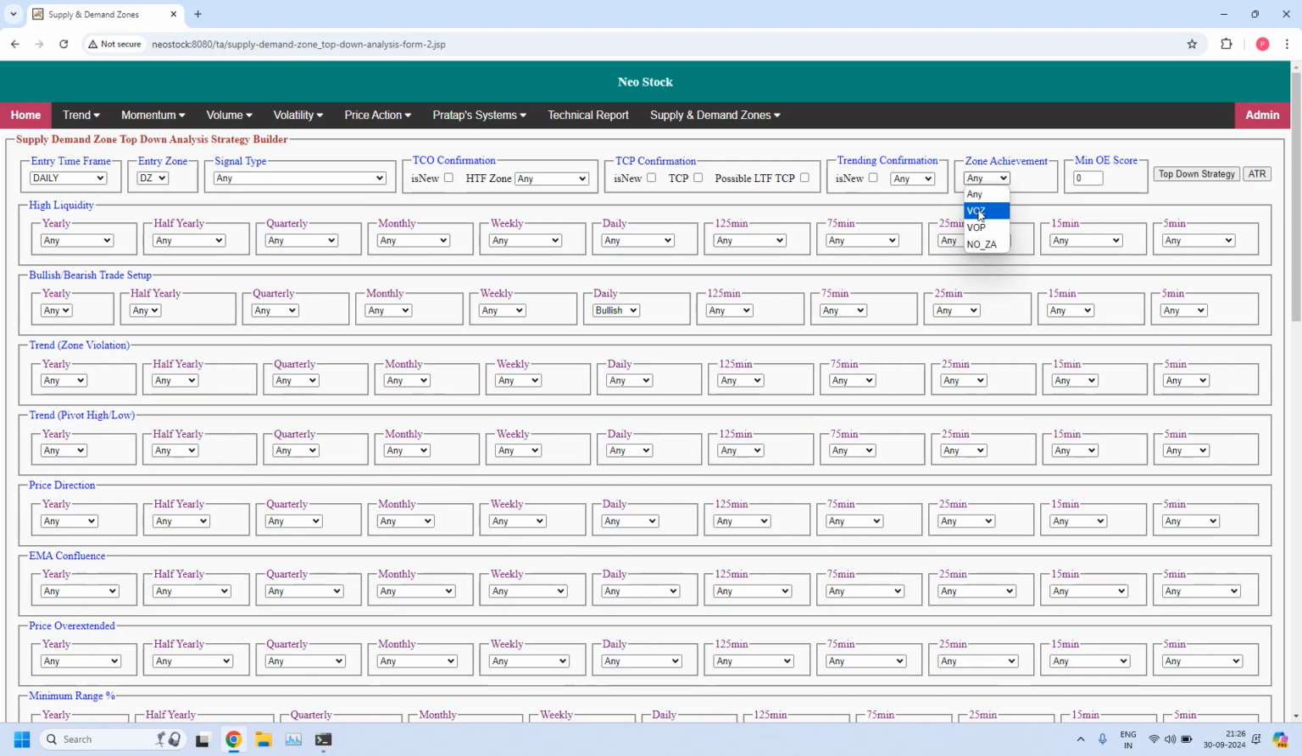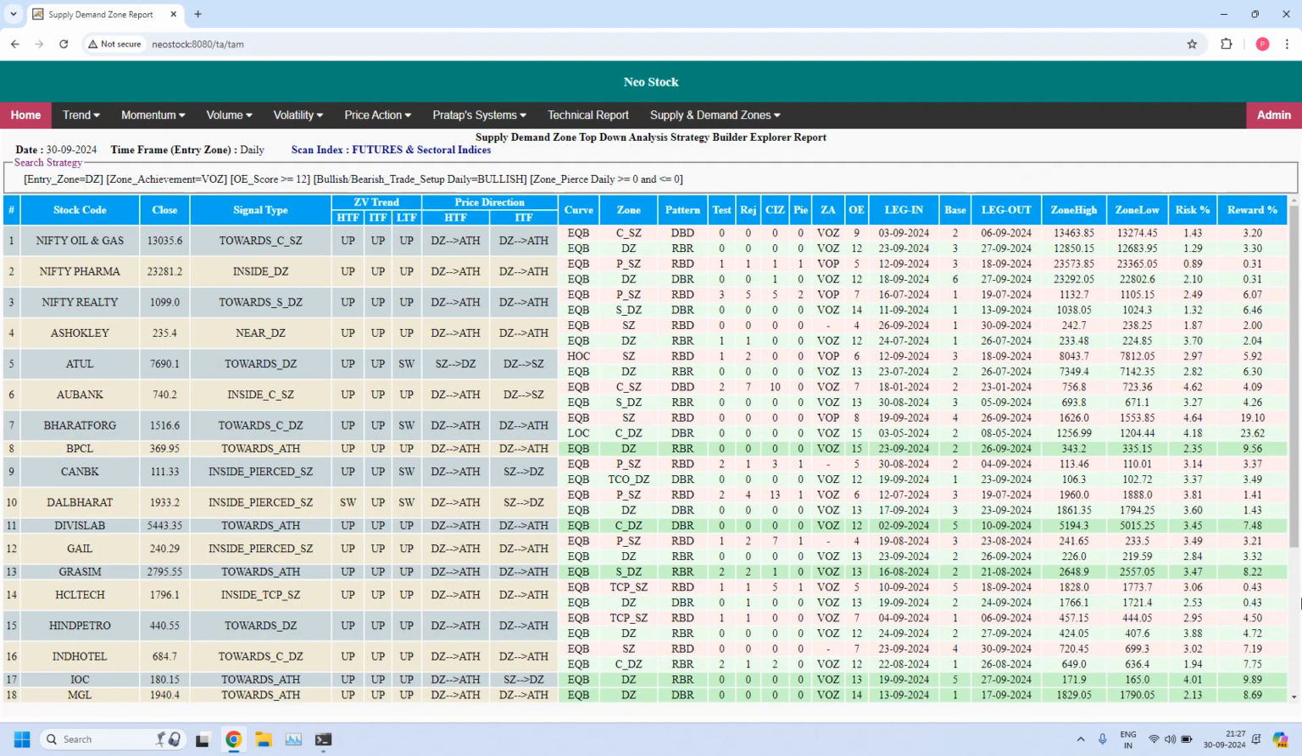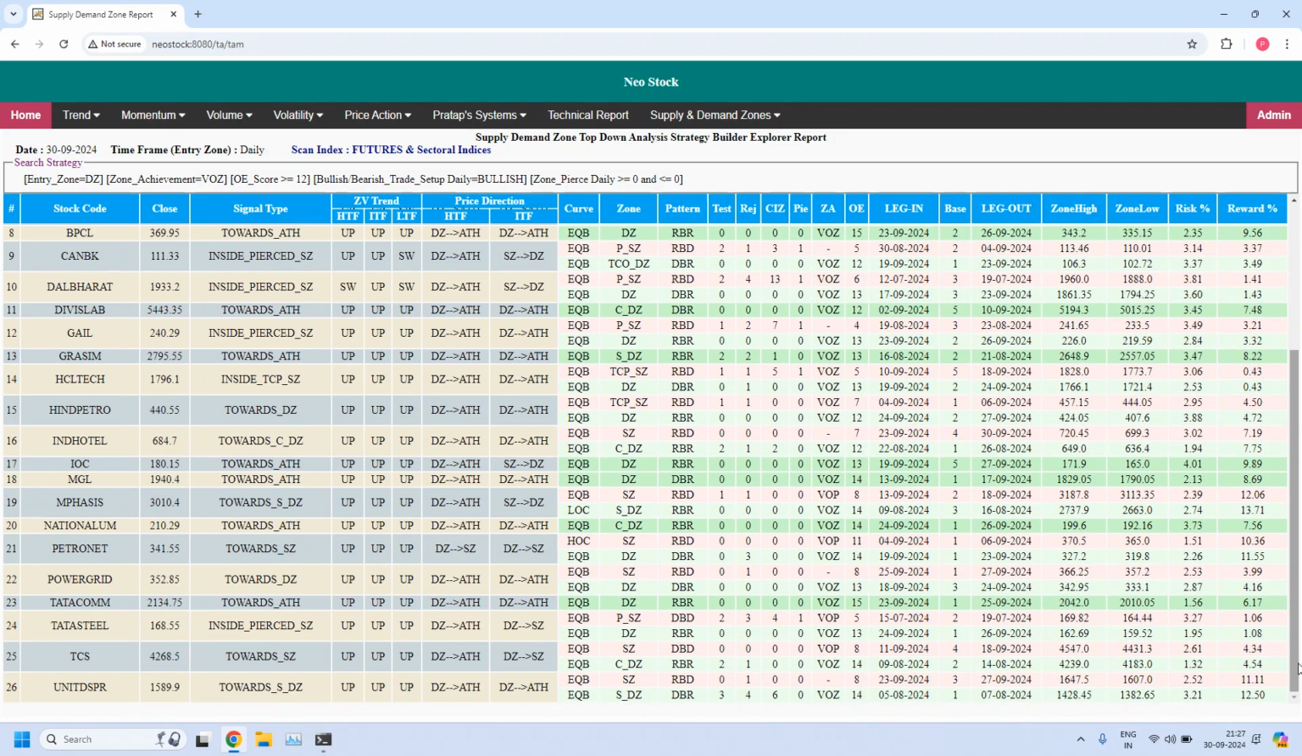And zone achievement should always be violated opposing zone. Minimum odd enhancer score should always be 12 for bullish or bearish trade setup. Now all the three filters are applied to daily demand zone. Let's verify. We got a very good number of stocks filtered. Let me scroll the list down. So total 26 stocks are filtered. All these 26 stocks are supporting bullish trade setup for monthly income trade.